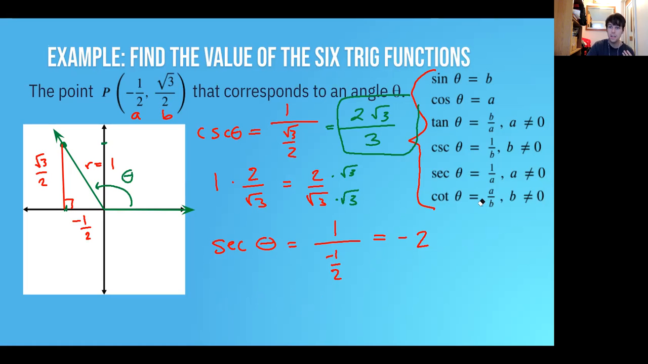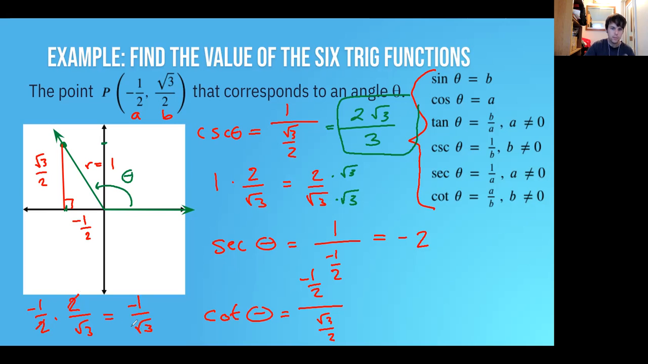And then the last one, cotangent. Cotangent is a/b, so the x over the y. So cotangent of our angle equals a/b. So that's -1/2 over the square root of 3/2. Again, multiply by the reciprocal of the denominator. So that's -1/2 times 2/√3. That's going to equal -1/√3.